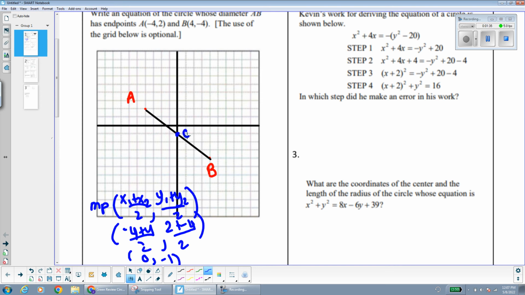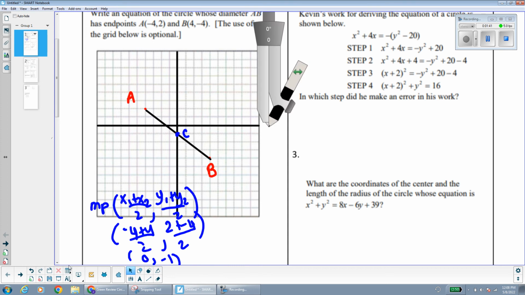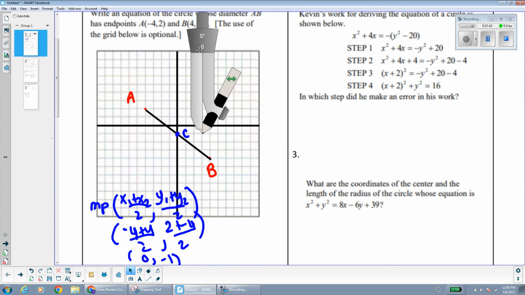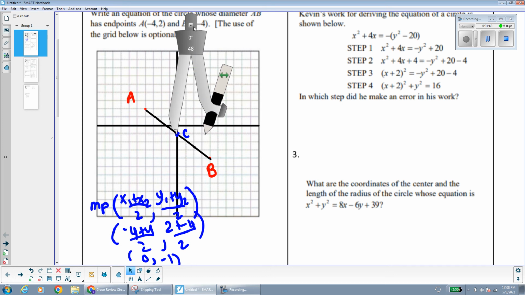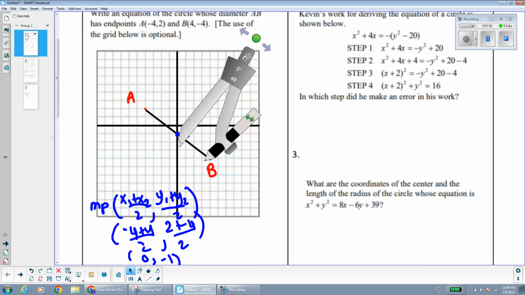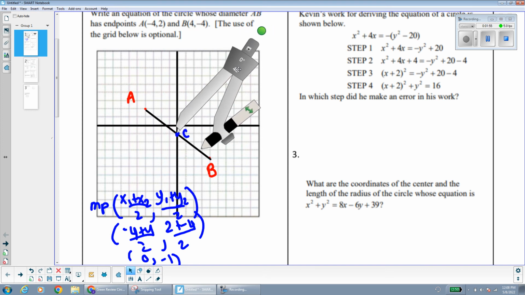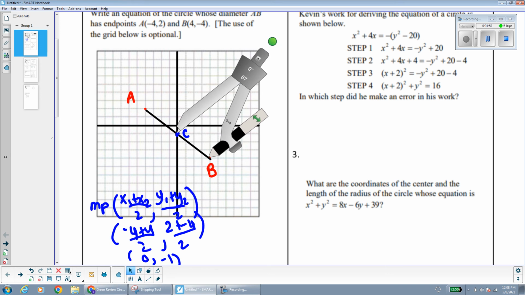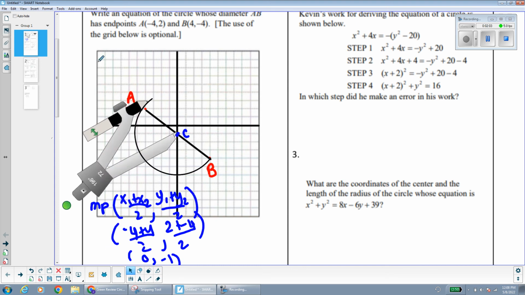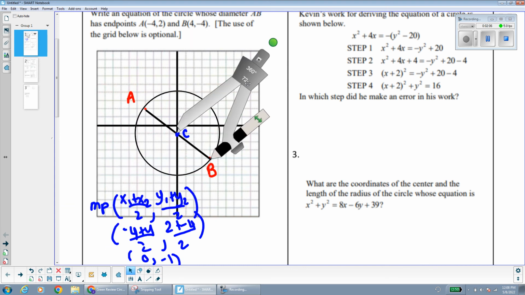So 0, -1 is right over here, so that would be the center of the circle. The last thing that we need is the radius. Let me graph this circle really quickly to make it look more circular. Now that I know what the center of the circle is, I can put my compass on the center of the circle and use my compass to draw the circle. Okay, so that's almost exact over there.